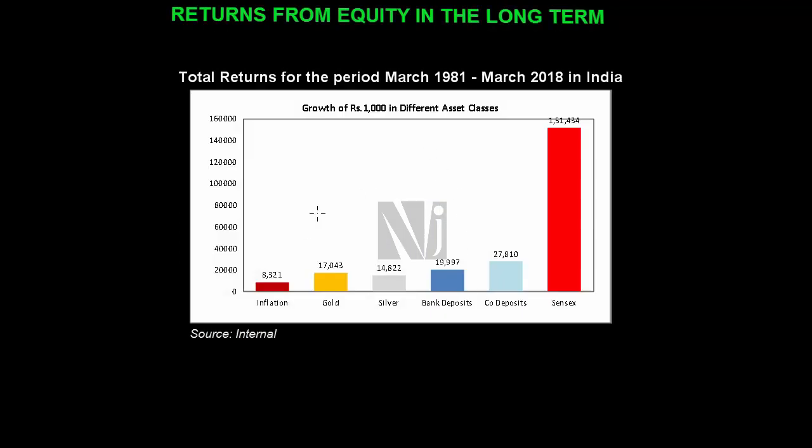Now let's see how an investment of rupees 1,000 made in March 1981 in these different asset classes fares over the long term. So if an investor had invested in any of the traditional instruments like gold, silver, bank deposits or company deposits, his investment of rupees 1,000 would now be valued in the range of 14,000 to 28,000. But if the investor had invested rupees 1,000 in the Sensex in March 1981, that 1,000 would have now grown to rupees 1.5 lakhs over this period of 37 years.